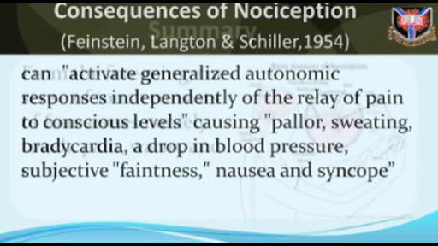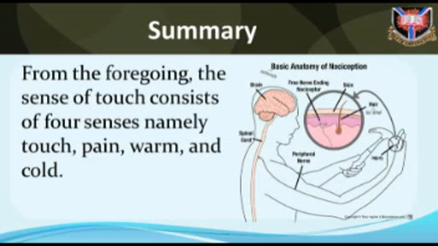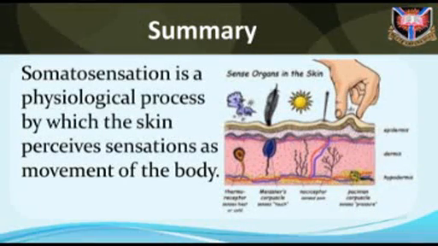Study session summary. From the foregoing, the sense of touch consists of 4 senses, namely touch, pain, warmth, and cold. Somatosensation is a physiological process by which the skin perceives sensation as movement of the body. The various areas of the somatosensory thalamus send their impulses to different areas of the somatosensory cortex located in the parietal lobe.